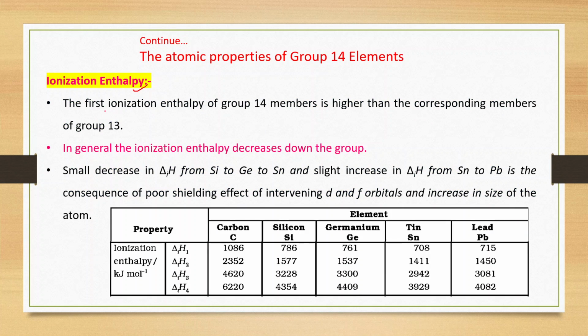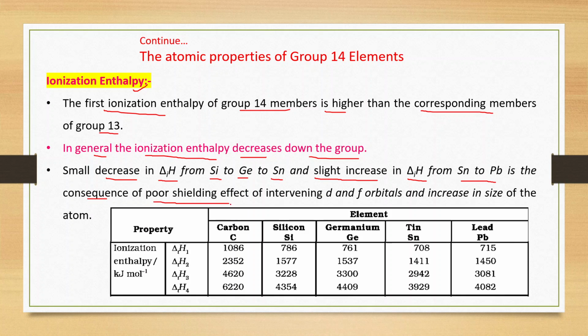Ionization enthalpy. The first ionization enthalpy of group 14 members is higher than the corresponding members of group 13. In general, the ionization enthalpy decreases down the group. There is a small decrease in ionization enthalpy from silicon to germanium to tin, and a slight increase in first ionization enthalpy from tin to lead, which is the consequence of poor shielding effect of intervening d and f orbitals and increase in size of the atom.